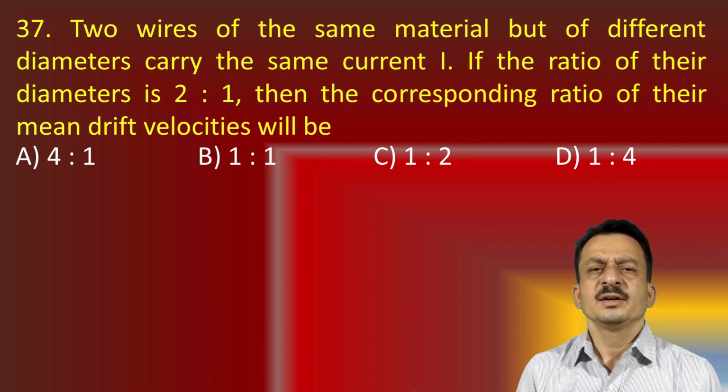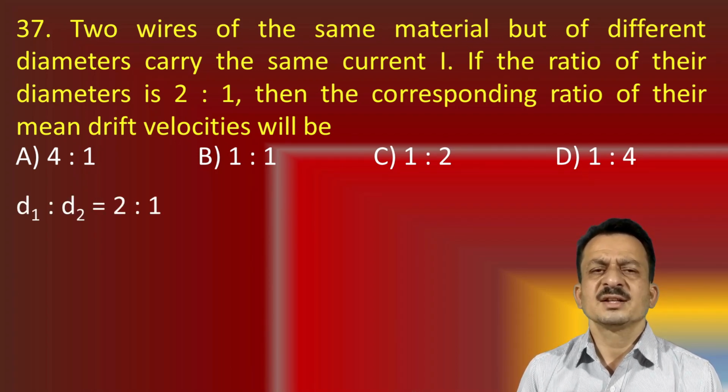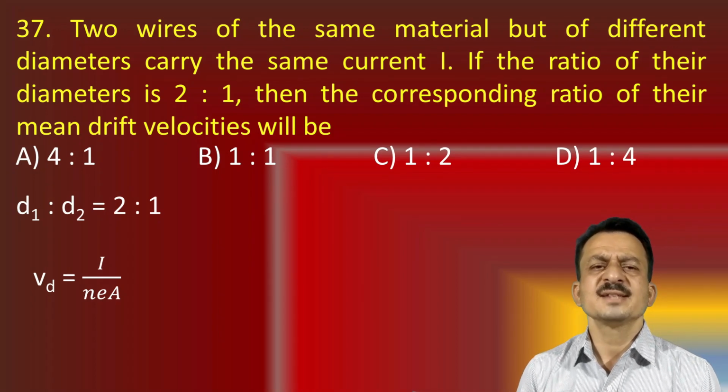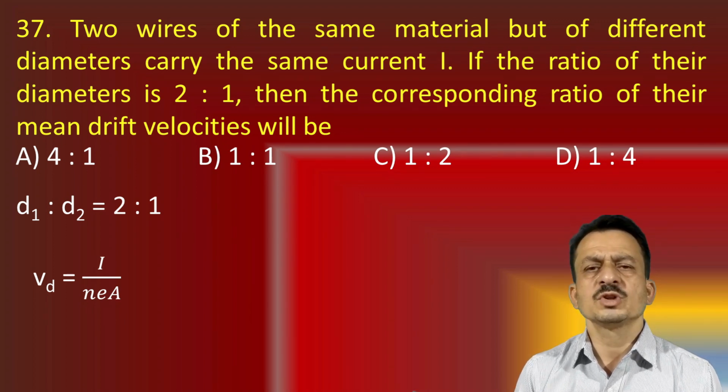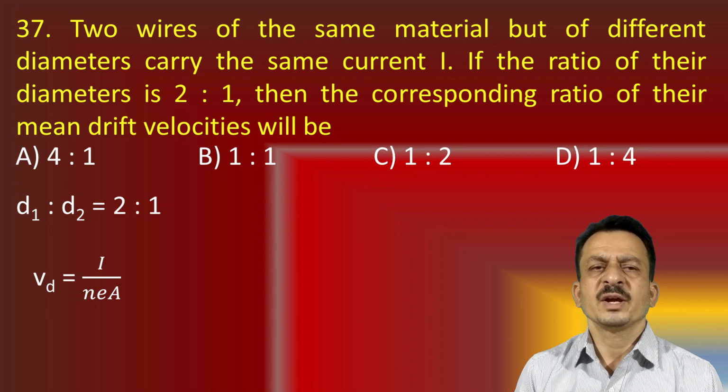Now here, the diameters are in the ratio d1 to d2 equal to 2:1. Obviously the radius is also in the same ratio 2:1. Now drift velocity Vd is given by I divided by NEA. These two wires carry the same current, therefore I is constant, and the number of electrons and charge are constant. Therefore drift velocity is inversely proportional to the area, that is pi r square or pi d square if you choose, therefore Vd is proportional to 1 upon d square.